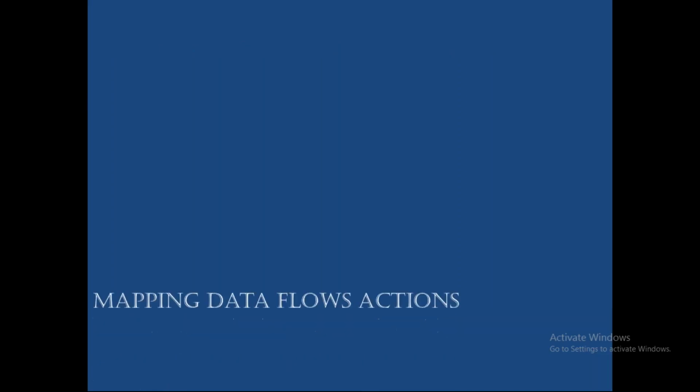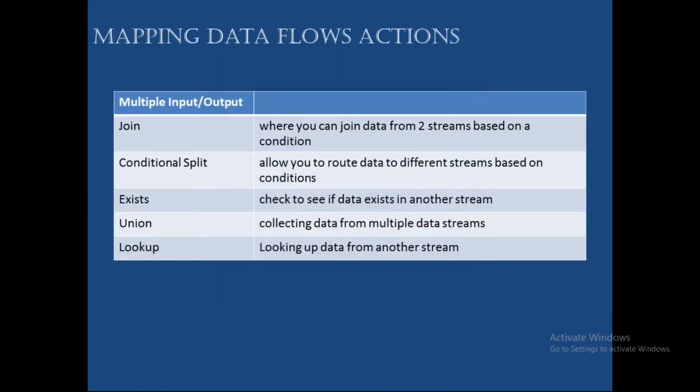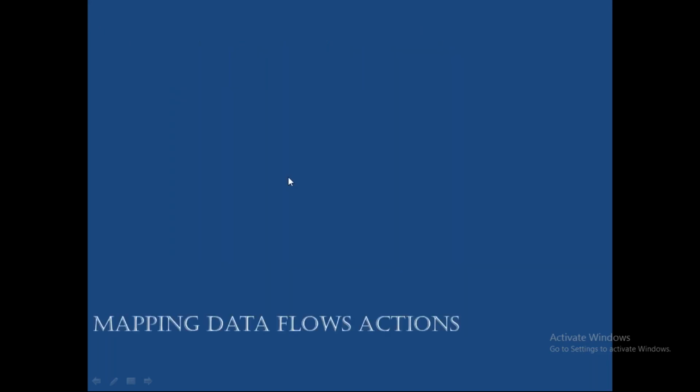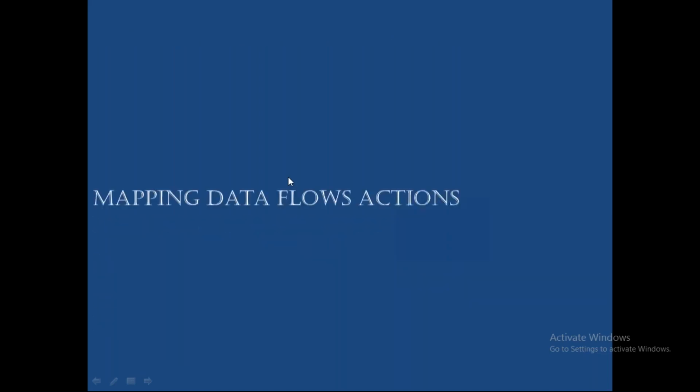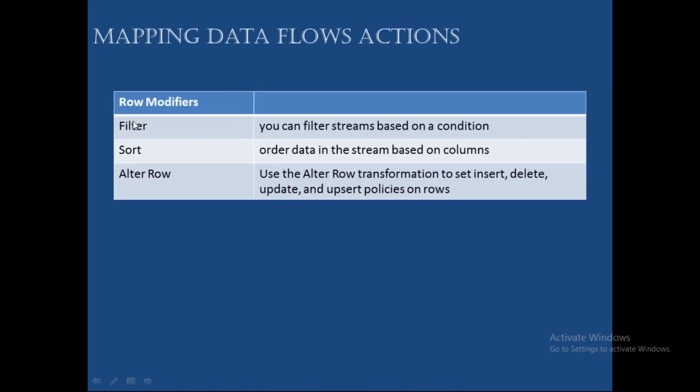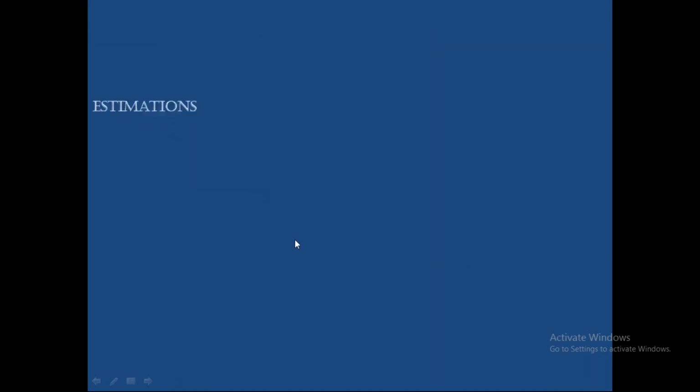Okay. Next, mapping data flow actions. You see here. So we have talked about join in detail, right? Conditional split we have discussed. So today we are going to talk about exists and the union. Okay, exists and the union we are going to talk about today. Next, in mapping data flows, we have seen already derived columns, select, and aggregate. These 3 finished, and other things we will see in upcoming sessions. But we also have seen filter and sort. So alter row also will come in the upcoming sessions.